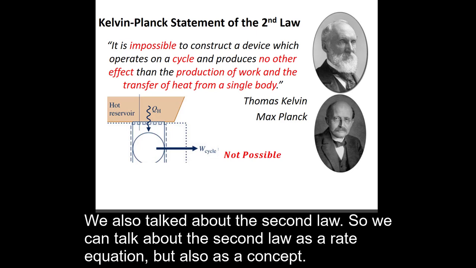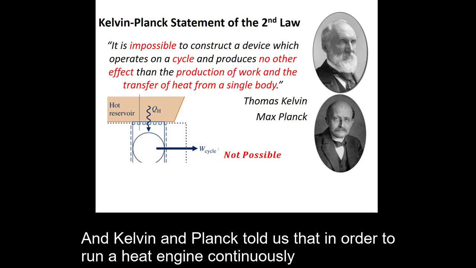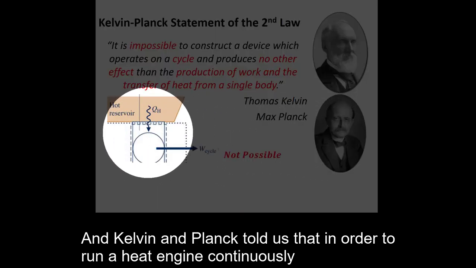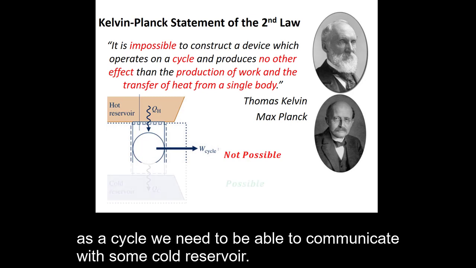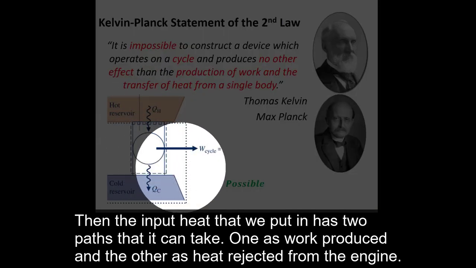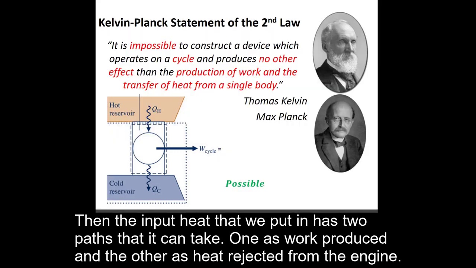We also talked about the second law. So we can talk about the second law as a rate equation, but also as a concept. And Kelvin and Planck told us that in order to run a heat engine continuously as a cycle, we need to be able to communicate with some cold reservoir. Then the input heat that we put in has two paths that it can take, one as work produced and the other as heat rejected from the engine.